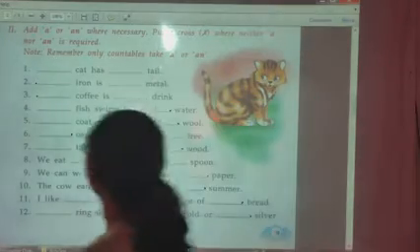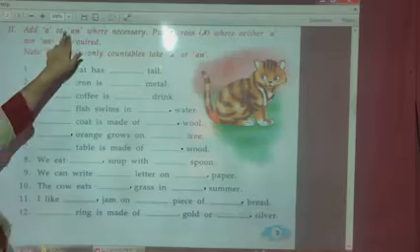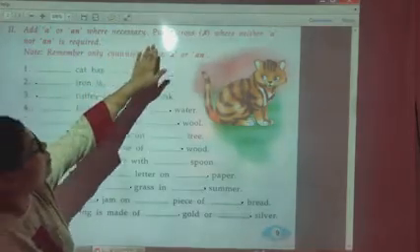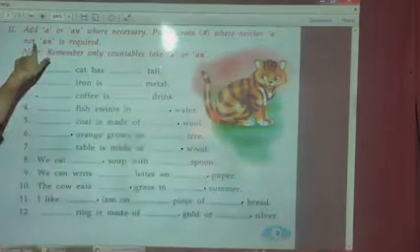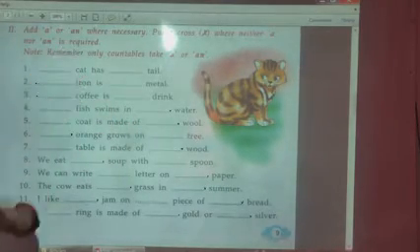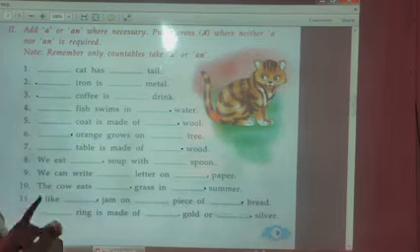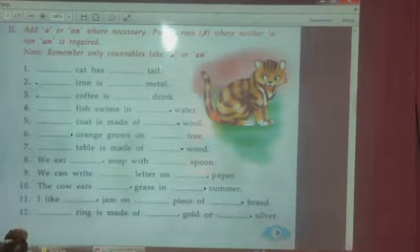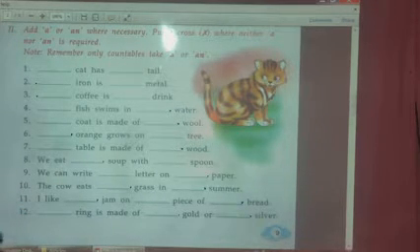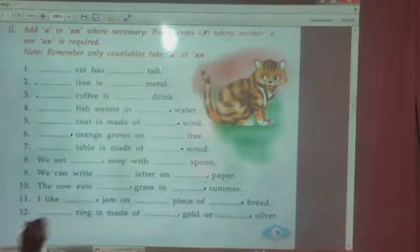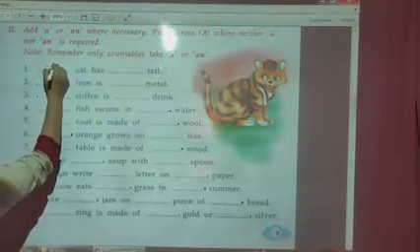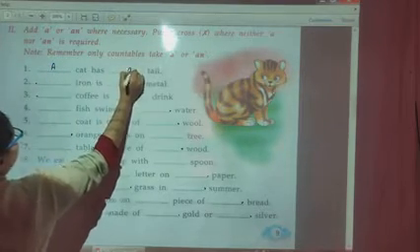Second question is, add A or AN where necessary. Put a cross where neither A nor AN is required. And remember that A and AN are only used for countable things. Now here, dash cap has dash tail. Means what we come here? A cap has a tail.